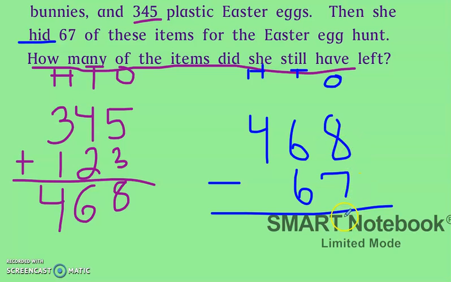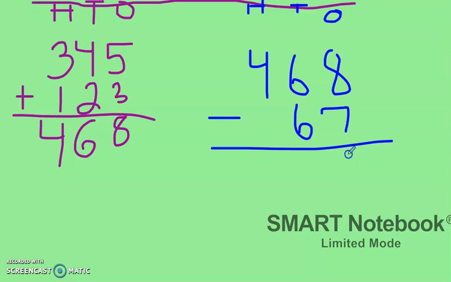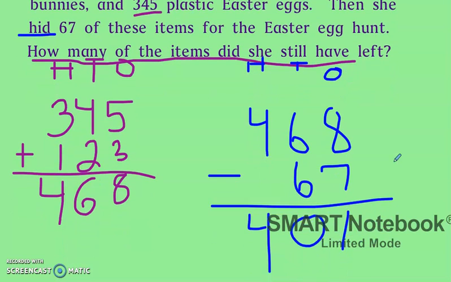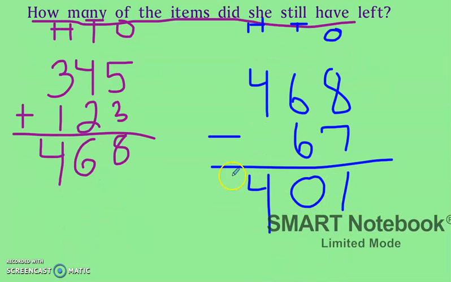8 minus 7 is 1. You got it. Now we look at our tens place. 6 minus 6 is 0. Good job. Now we look at our hundreds. 4 minus 0 is 4. Wonderful. Did everybody get 401 for our difference? Great job. Kiss your brain, guys. She has 401 items left.